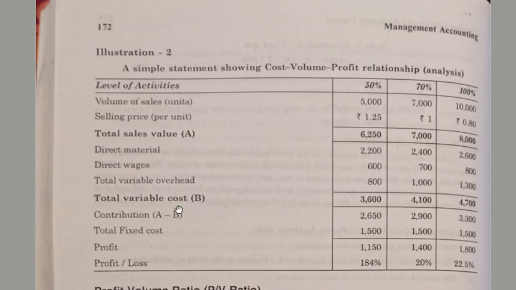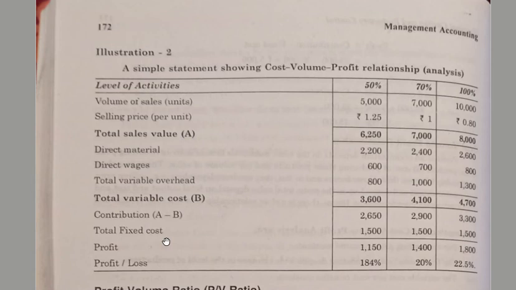So the total variable cost will be B, which is direct material, direct wages and total variable overheads, which we get as 3,600, 4,100 and 4,700. So how do we calculate the contribution? Now we have the sales value, we have the variable cost. So the contribution will be sales minus variable cost, which is A minus B: 2,650, 2,900, 3,300.